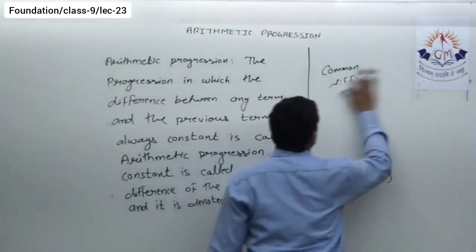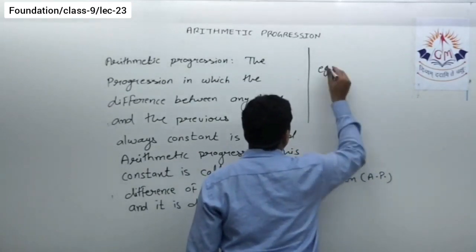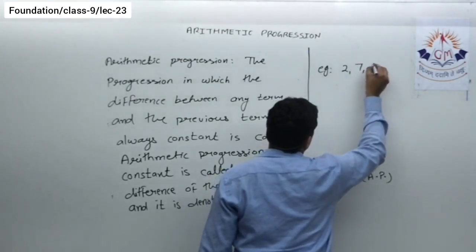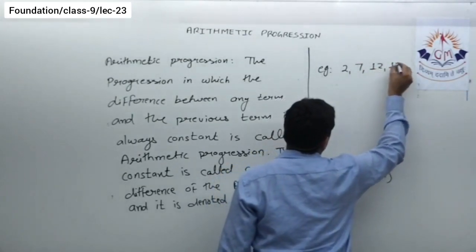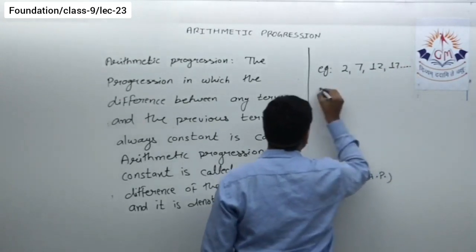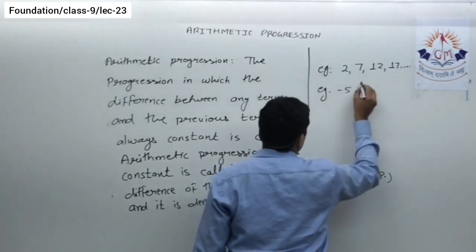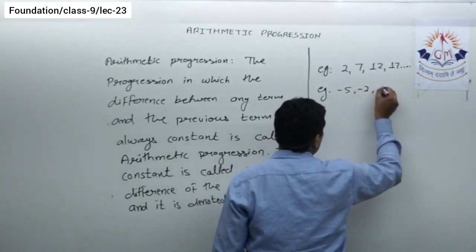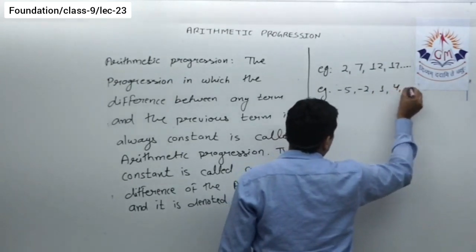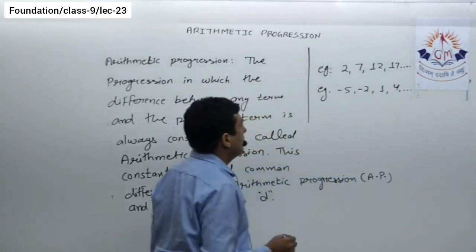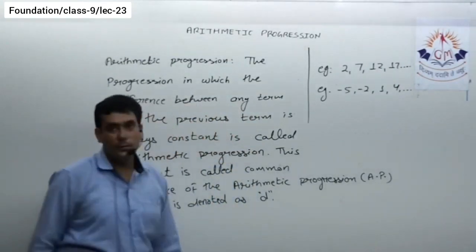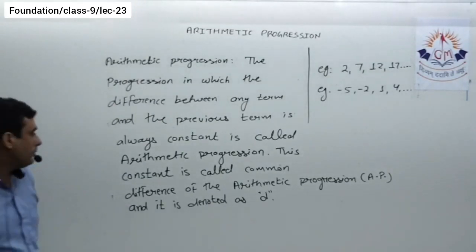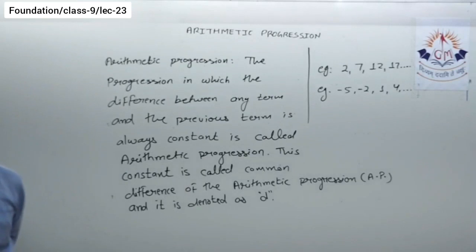Now here I am giving you some examples of the arithmetic progression. These are the examples of arithmetic progression, and this is the definition of arithmetic progression. Please note it down, then we'll come to the next point.